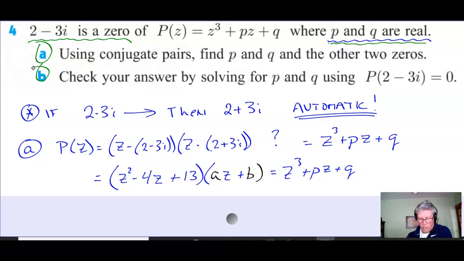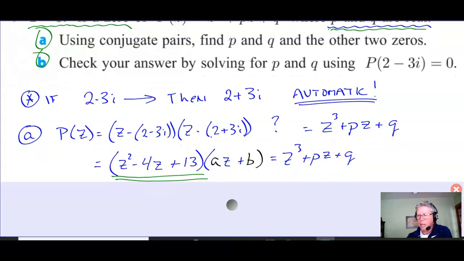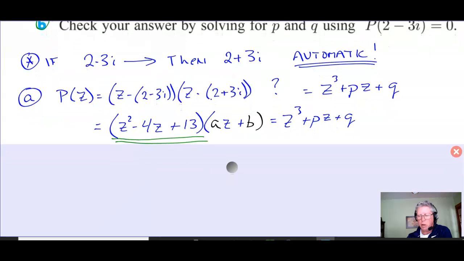Part A, well, we kind of know that these are the linear factors, and therefore if we multiply those together, you're going to get this quadratic. Okay. We just came off a section that had comparing coefficients, and they skip a lot of steps. I don't. I like to write them all out.